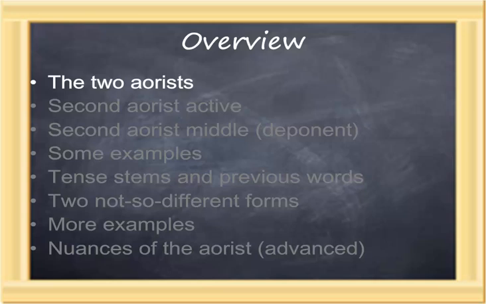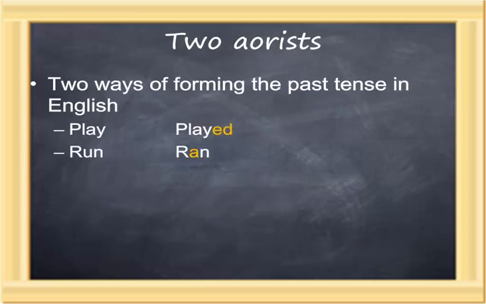Let's start with the two aorists. The aorist is one of the ways in which Greek conveys the ideas that are behind what we call in English the past tense. But in English, the past tense can be formed in two different ways, depending on the verb. Some verbs form the past tense by adding what amounts to a tense formative, ed, to the end. So the present play has the past tense played.